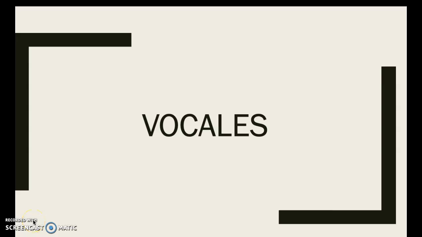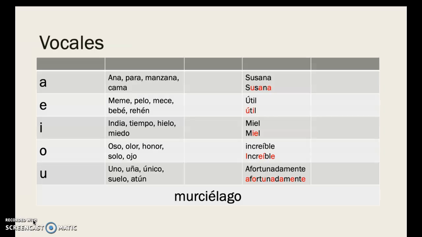Ahora tenemos las vocales. Now we have the vowels. And we only have 5 vowels in Spanish. The sounds never change. It doesn't matter if they are together or not. The sounds are always the same. We only have 5 vowels. And those are A, E, I, O, U. Again, A, E, I, O, U.